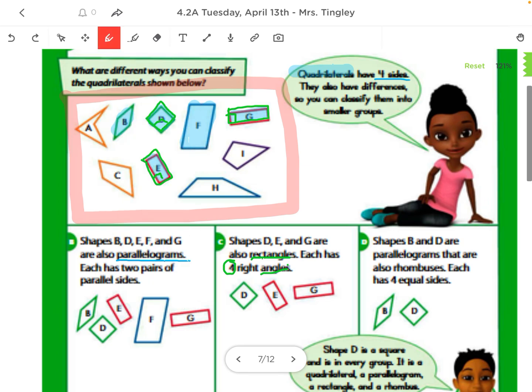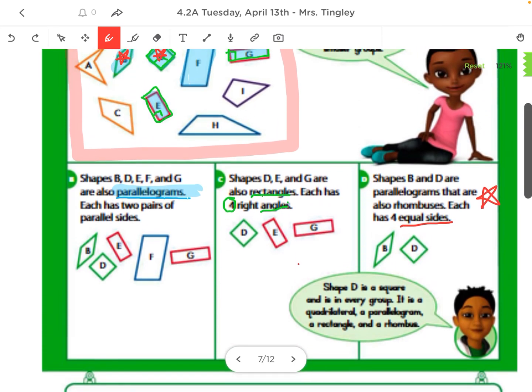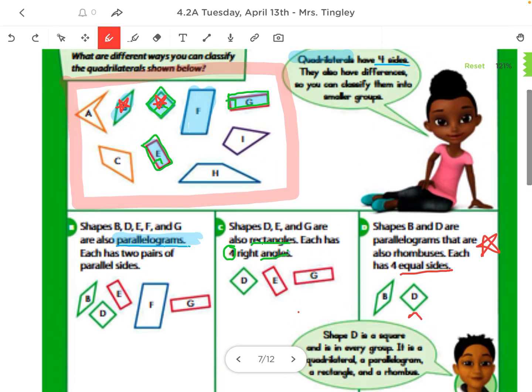The next category is rhombuses. Rhombuses, grab a red. Rhombuses all have equal sides. We're going to put a star on the rhombuses. D is a rectangle. You can see it's a rectangle and a parallelogram and a rhombus. B is also a rectangle, parallelogram, and rhombus. Oops, sorry, it's not a rectangle. It is a parallelogram and a rhombus. And finally, just D is just a square. 4 right angles and 4 equal sides.